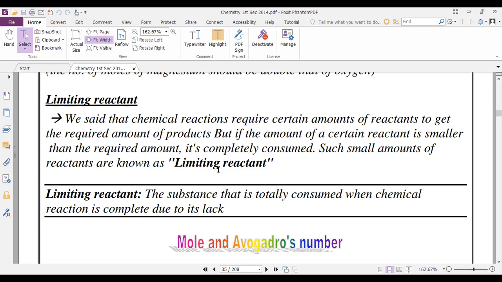Yes. So it's called the limiting reactant: the substance that is totally consumed when the chemical reaction is completed due to its lack. So we must take into consideration that the limiting reactant will be the least amount or highest amount reactant.